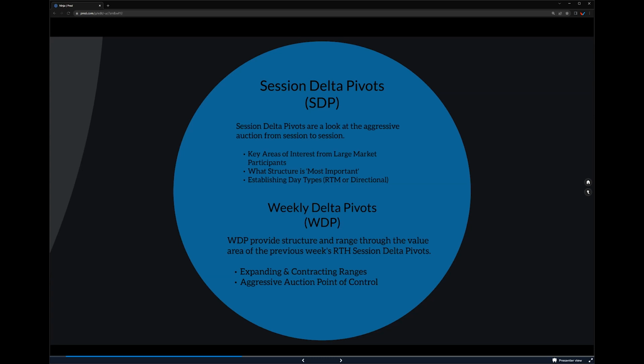And as far as guiding and utilizing different structural tools, we do provide parameters and guides for the ability to differentiate how to isolate and work yourself down the path between structure first and then execution and so forth. And so in utilizing the SDPs here, you also have a weekly view of this, or a weekly delta pivot, to view those contracting expansion ranges and engage where that aggressive activity comes in. Go ahead and hit over to the next one.